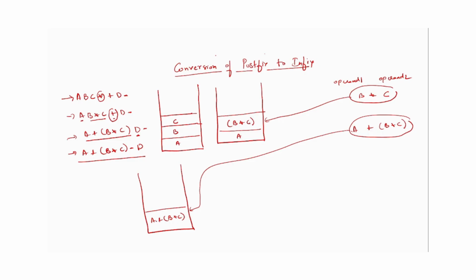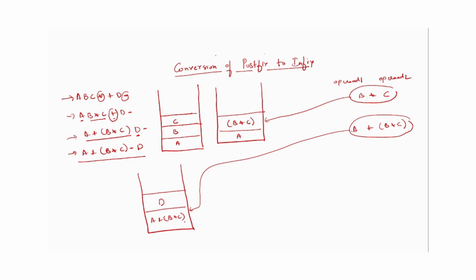The only operand left now is A plus B star C, but we have not yet finished with our expression. There is one more token, D. We push only operands, so I'll place D here. After D I have an operator, and once you encounter an operator, you stop there. So I will pop out D and I will pop out A plus B star C.